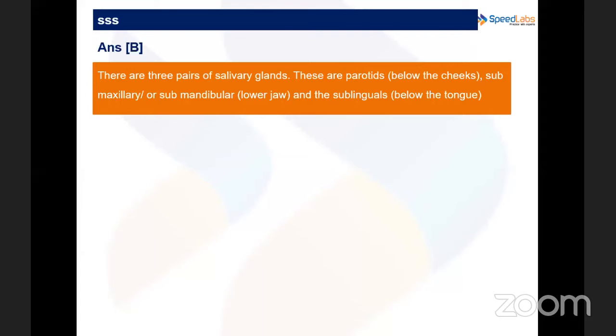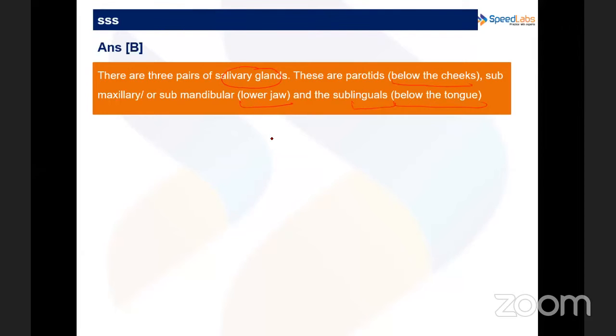As you all know, in our body there are three pairs of salivary glands. Parotids are present below the cheeks, submaxillary or submandibular in the lower jaw, and the sublingual below the tongue. Lingual means tongue, sub means underneath, hence sublingual are present below the tongue. Mandibular is the lower jaw, sub is underneath, hence submandibular is present in the lower jaw.